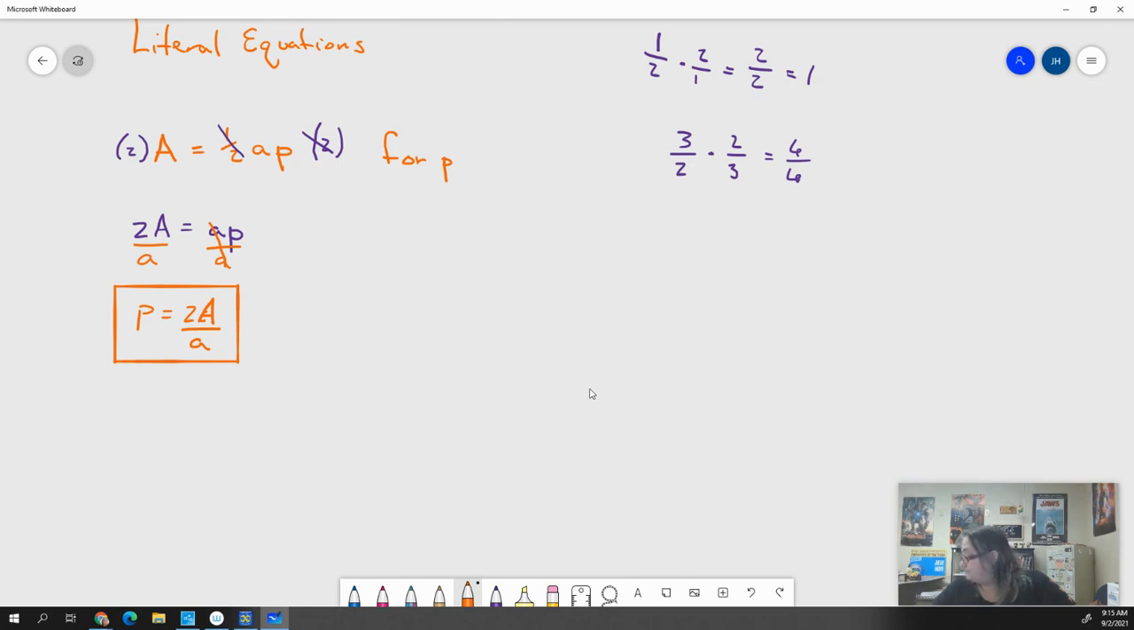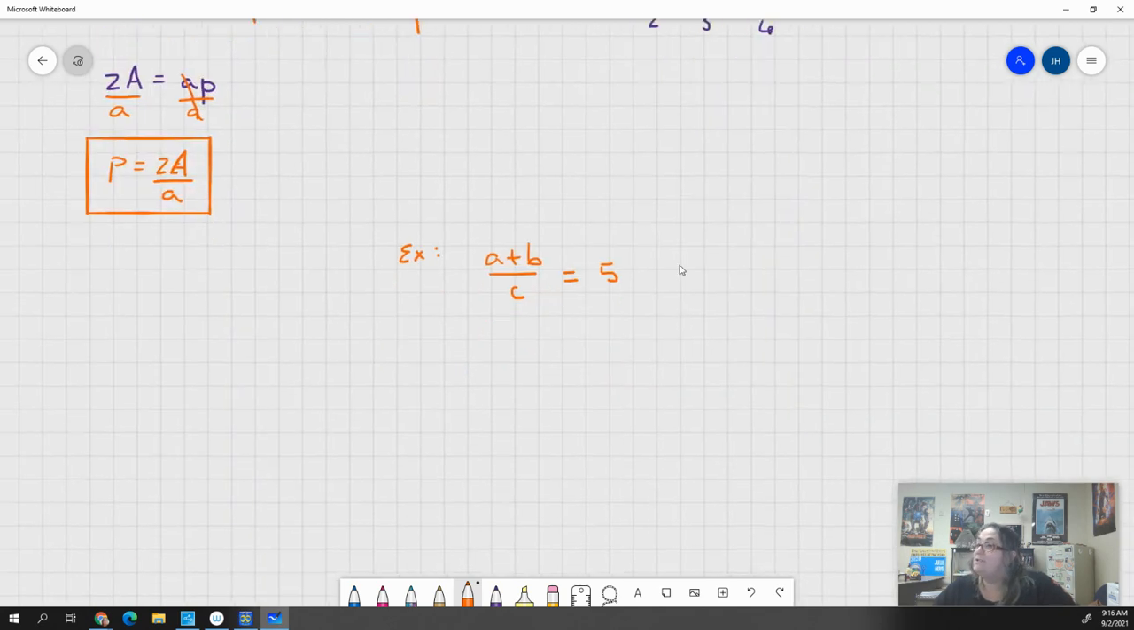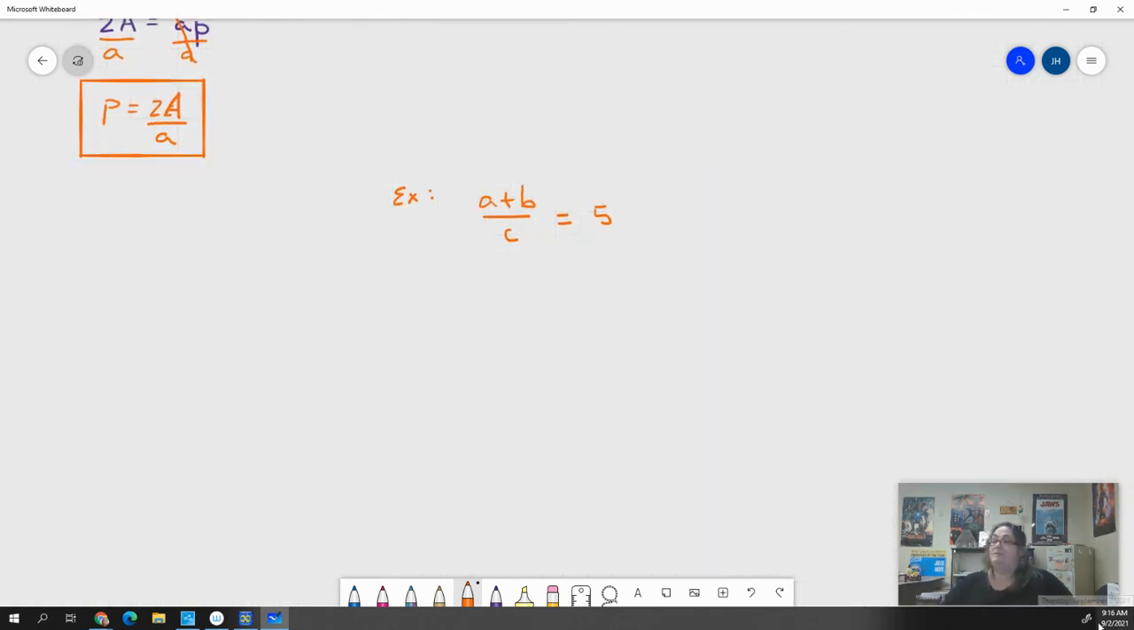I like this one. What if I have a plus b over c equals 5? What is your least favorite part about this problem? Is there a part where you're like, if I could just get rid of this, this problem would be the easiest thing?